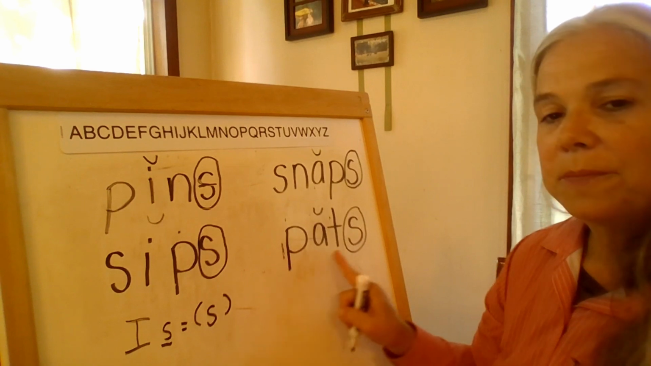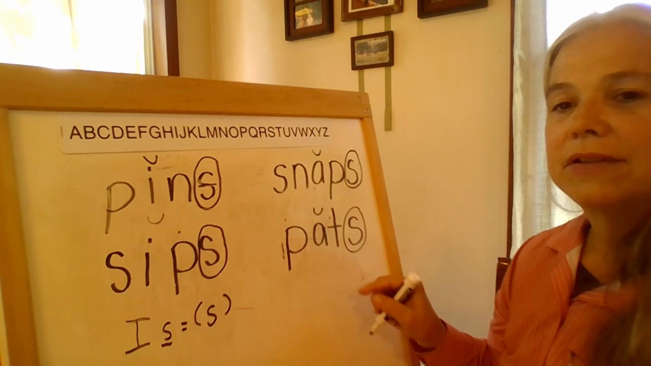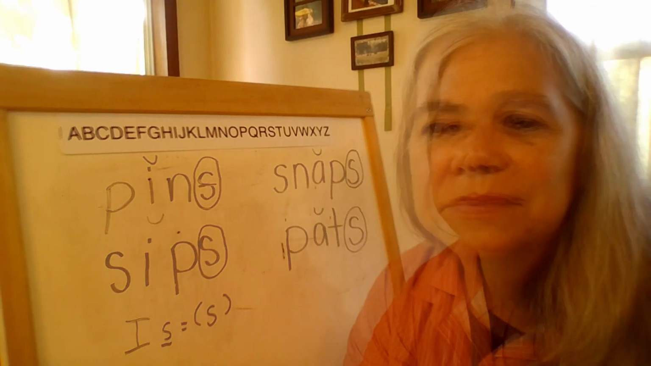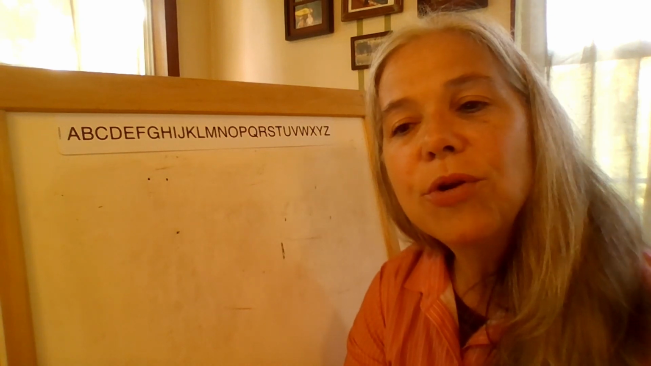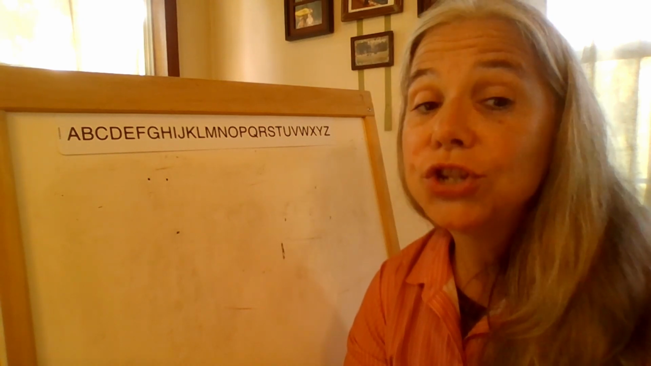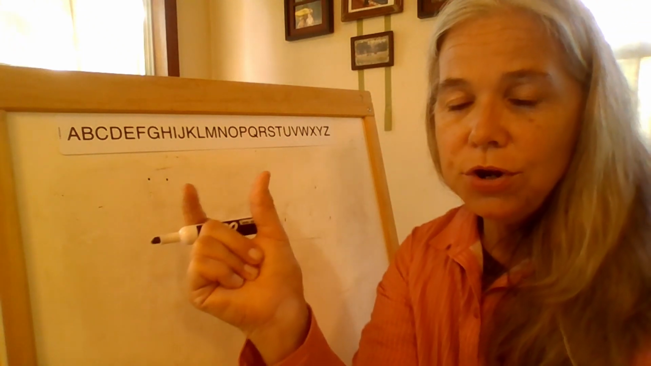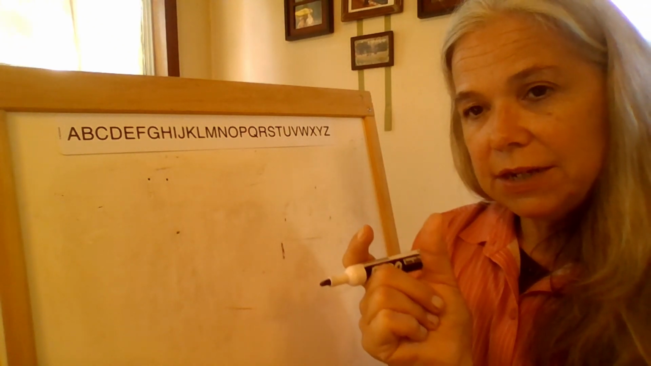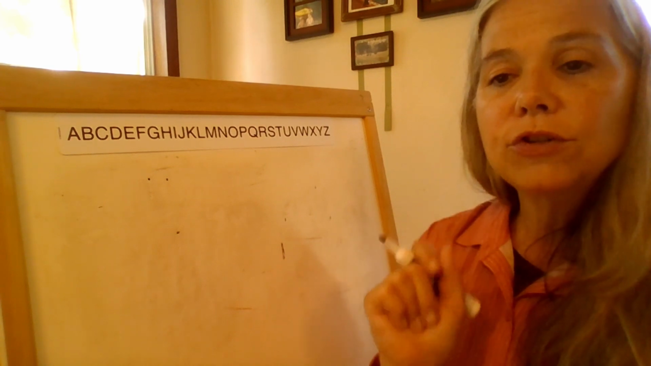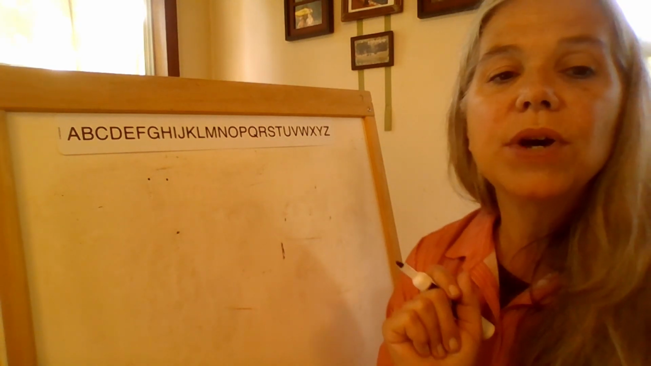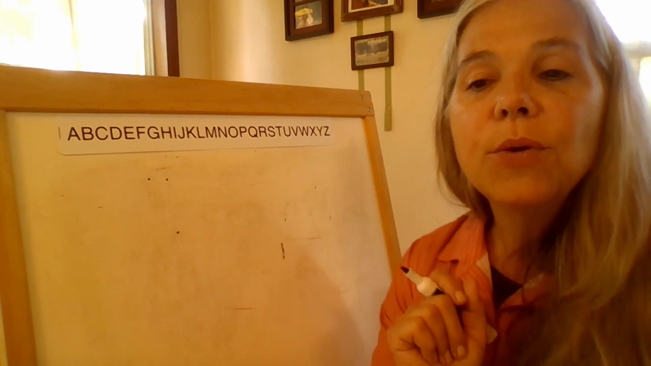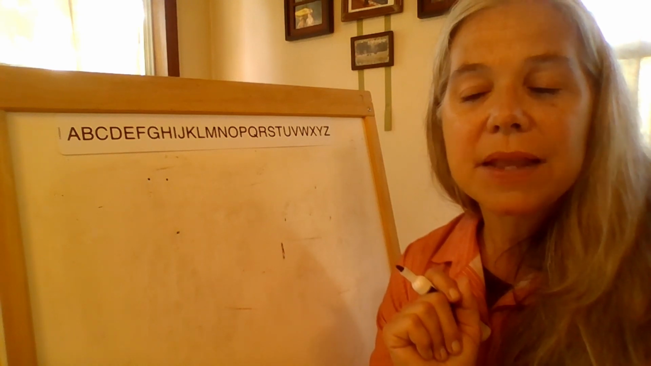Let's read that word. Pats. Nice job. Today, we are going to spell 4 derivatives. A derivative is a base word plus a suffix. We're going to spell 4 derivatives today. The first one is spits. Repeat that word after me.